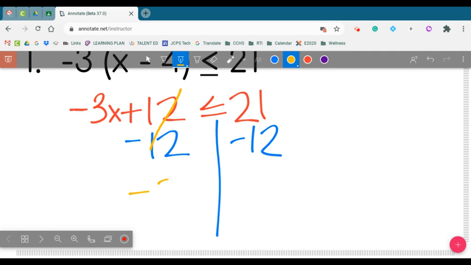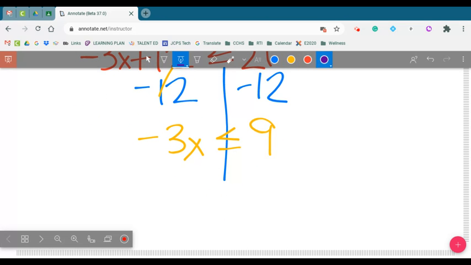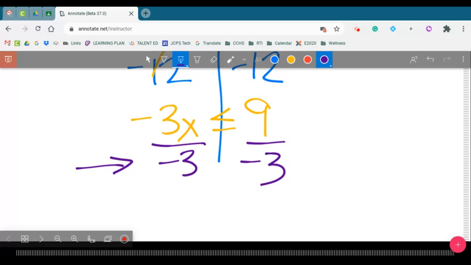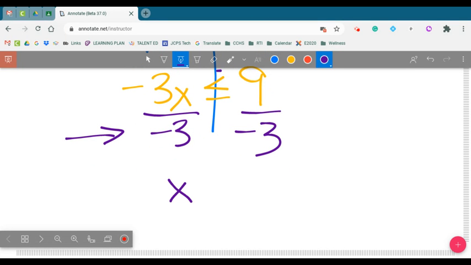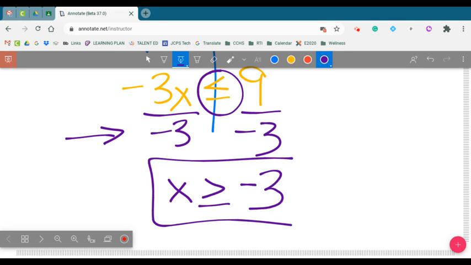That crosses out. We get negative 3x is less than or equal to 9. And then our last step is to divide by negative 3. Since we're dividing by this negative number, we need to flip our inequality sign. So our inequality sign, instead of pointing to the left, is now going to point to the right. And that would be our final answer. So that's the only added step.